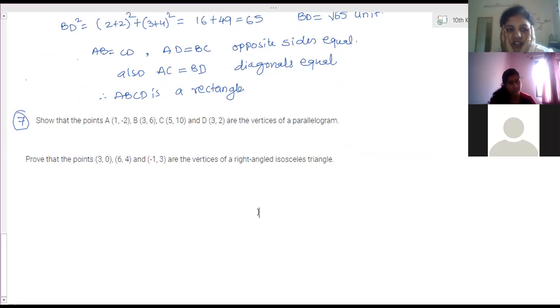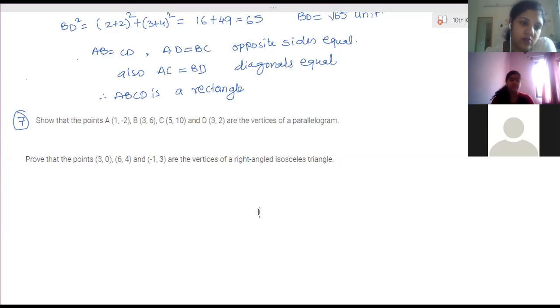Prove that the three coordinates are the vertices of a right angled isosceles triangle. So it is right angled also and isosceles also. That means first you have to calculate all the three sides. Distance you can calculate. And then you can say that two sides are equal, so therefore it is an isosceles triangle. And for proving right angle, you have to prove Pythagoras theorem: square of one side is equal to sum of squares of other two sides.